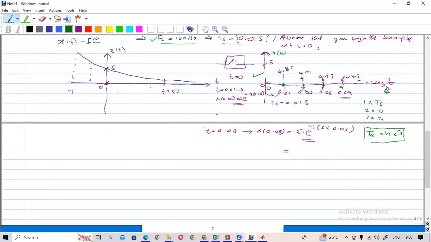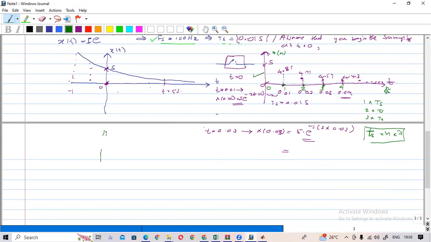So this discrete signal is normally referred to as x[n]. You have the first sample, second, third, fourth, fifth, and so on. This will be the 0th sample, this will be the first sample, this will be the second, this will be the third, this will be the fourth, this will be the fifth, and so on.